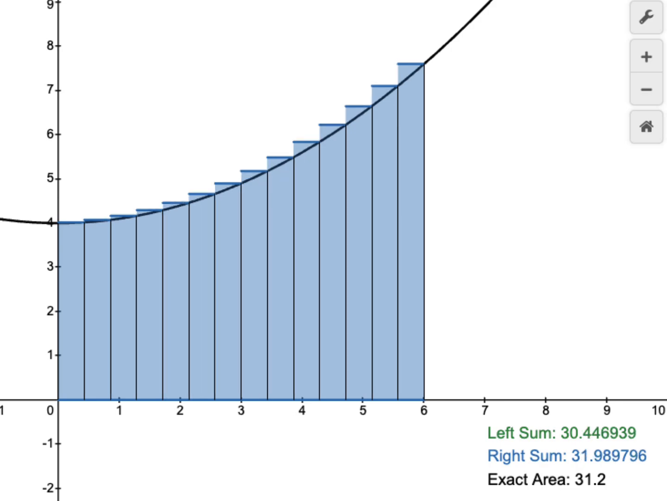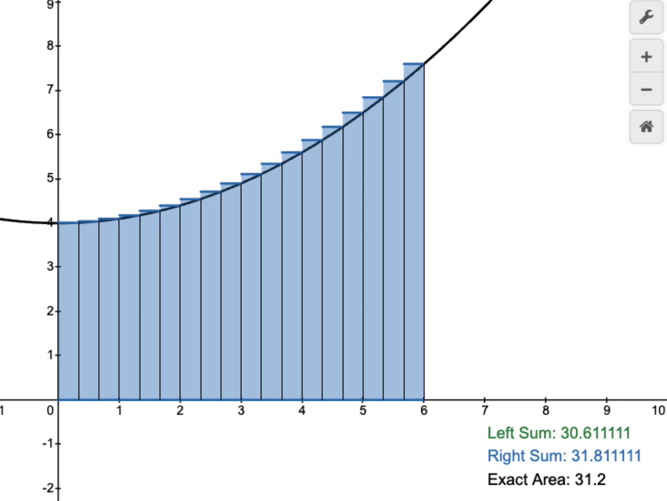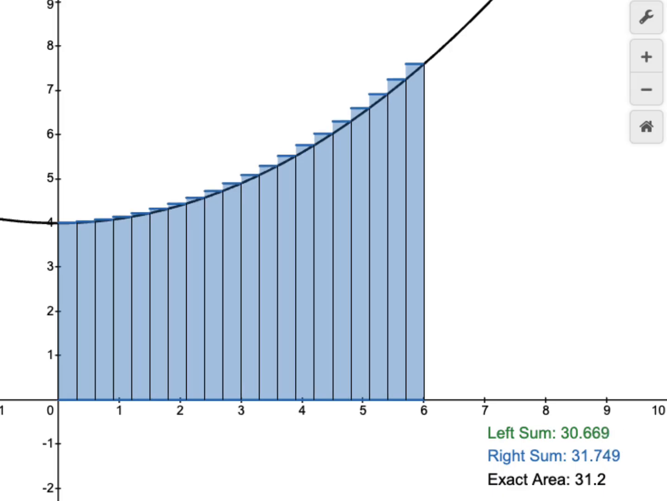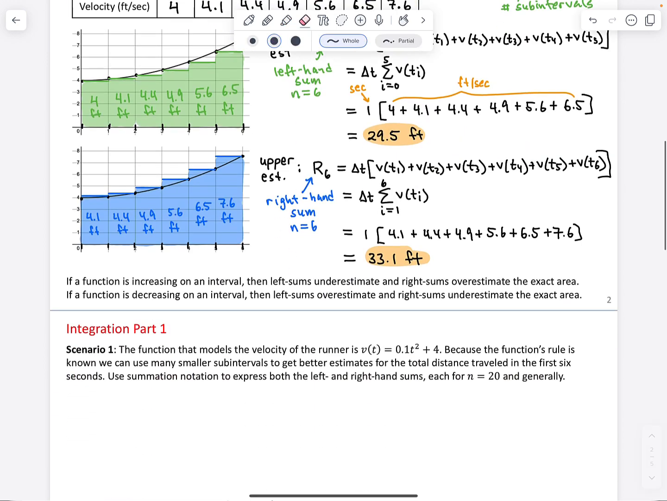The bottom corner shows the left sum and the right sum and the exact area between the velocity function and the t-axis. Now in this case, our velocity function was increasing from left to right. If a function is increasing on an interval, then left sums underestimate and right sums overestimate the exact area. However, imagine a function that is decreasing on an interval. In such a case, the left sums would overestimate and the right sums would underestimate the exact area. Okay, let's go to the next page.